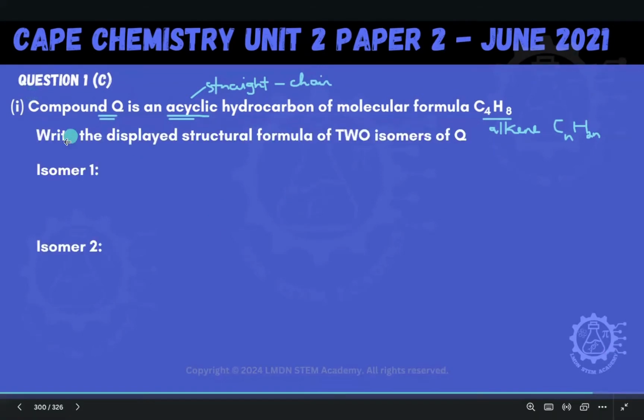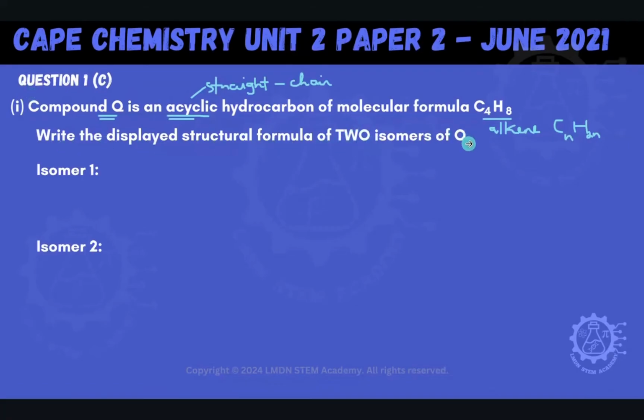They're asking us to write a displayed structural formula of two isomers of Q. So again, here's my little note to myself. I know it's an alkene, so I know there has to be a double bond in it, and there are 4 carbons in it. So let's start by drawing isomer 1.